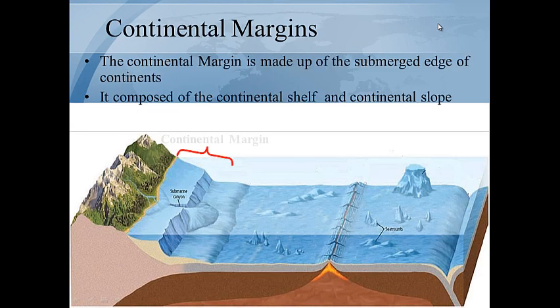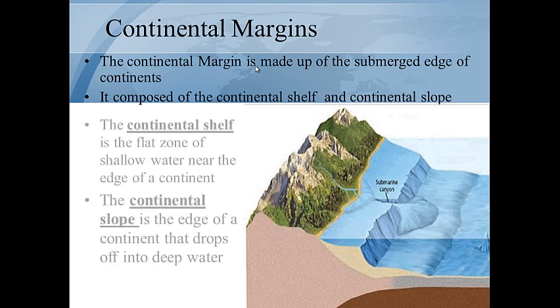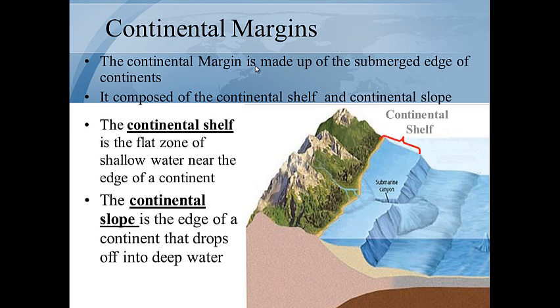Let's look at these more in depth. Let's look at the continental margin. Okay, the continental margin is made up of the submerged edge of continents. Okay, it is composed of two features: the shelf. Okay, it is composed of the continental shelf here. Okay, it's the flat zone of shallow water near the edge of a continent. And then we hit what's called the continental edge, and we get the continental slope. Okay, and the continental slope, okay, is the edge of a continent that drops off into deep water.